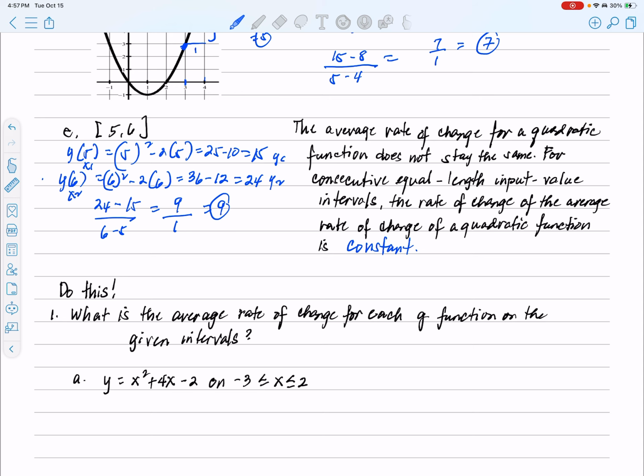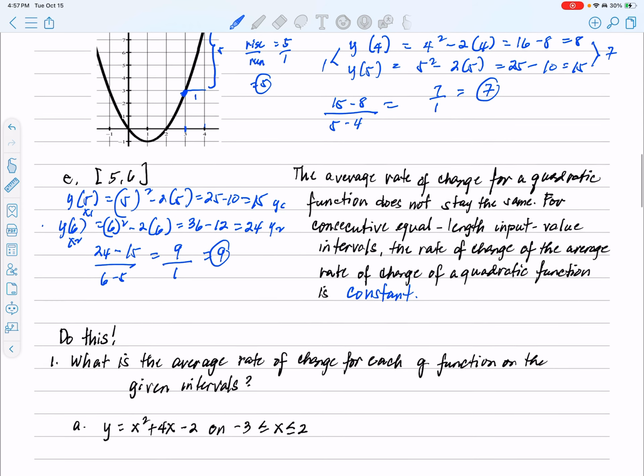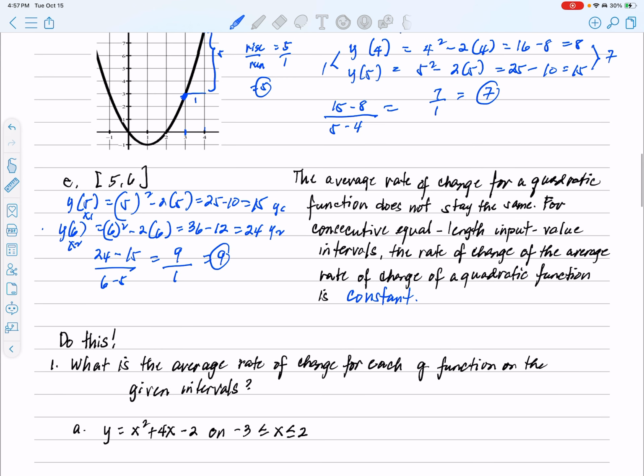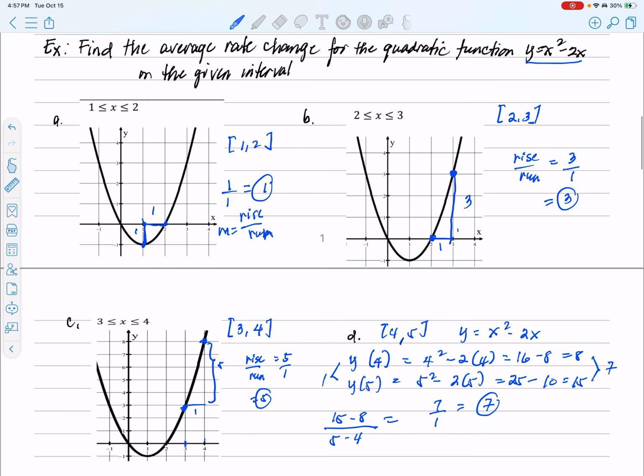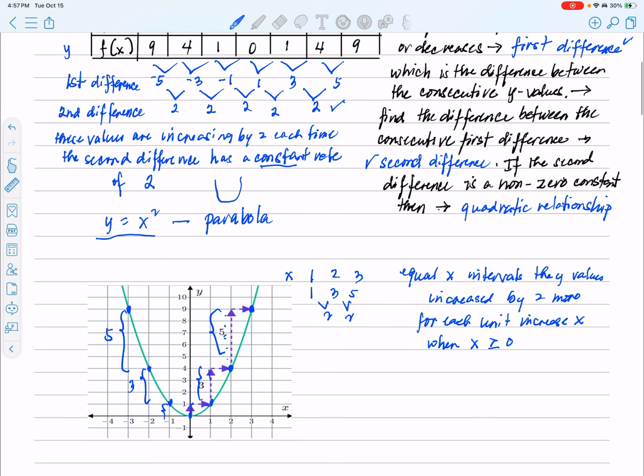So what can we say about the average rate of change for a quadratic function? Because it does not stay the same. So for consecutive equal length input value intervals, the rate of change of the average rate of change of a quadratic function is constant. You see this right here. I go back to the graph. Right here. Right here. It is constant.